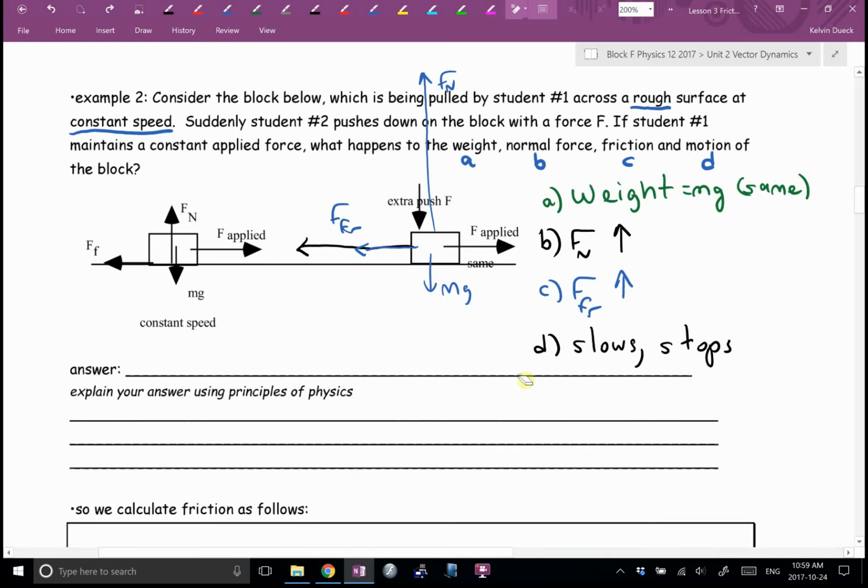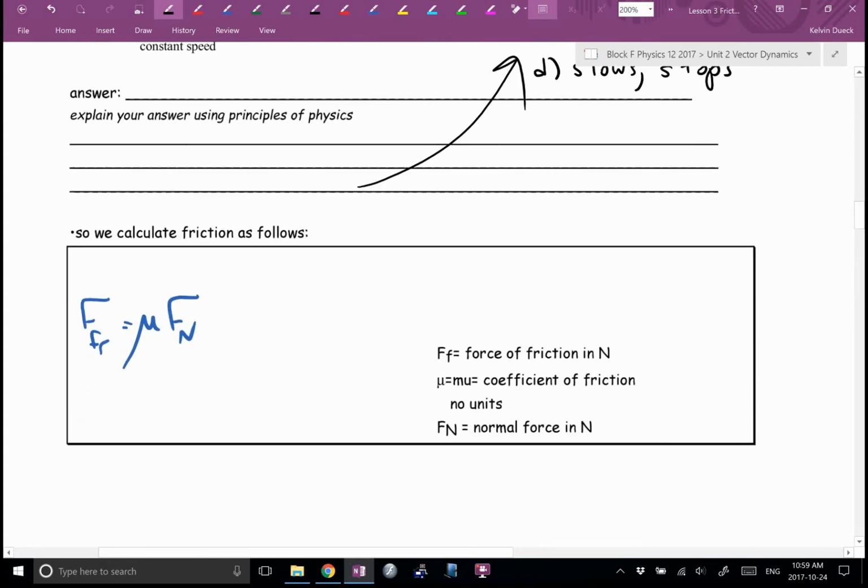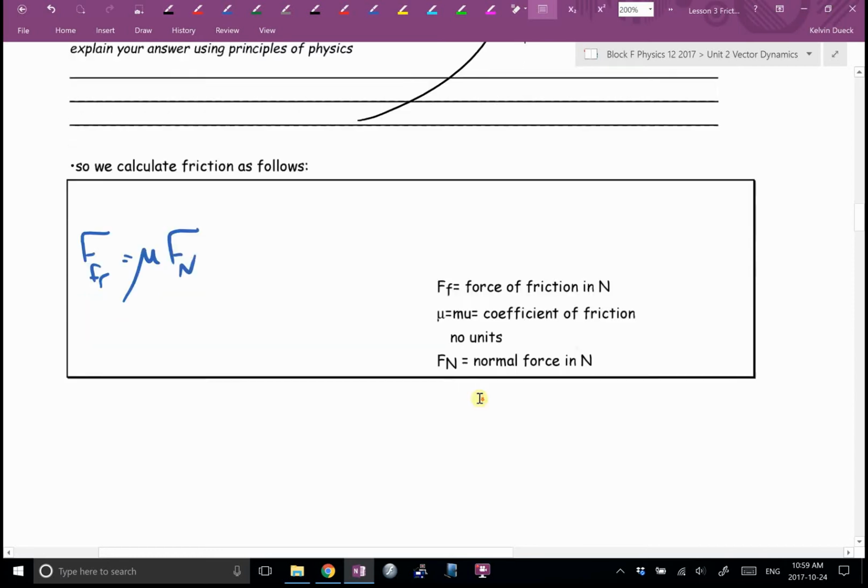It says, explain your answer. Oh, don't do that, Mr. Duick. Explain your answer. I think we just kind of did right there. I'm pretty good with that. So friction is what times what? Mu times the normal force. If I want to get mu by itself, divide by the normal force.